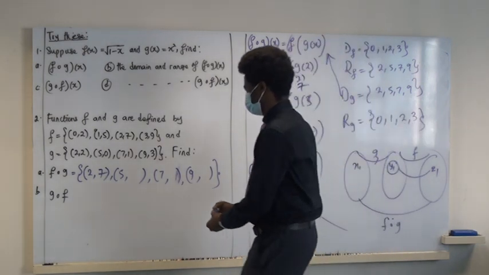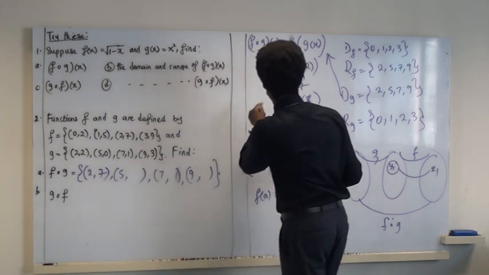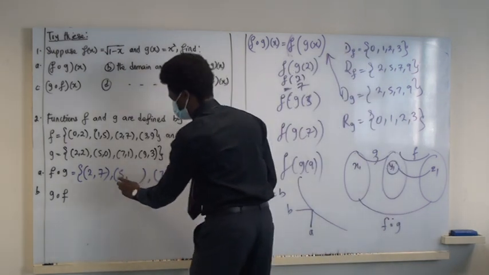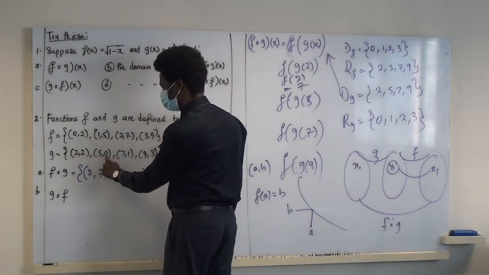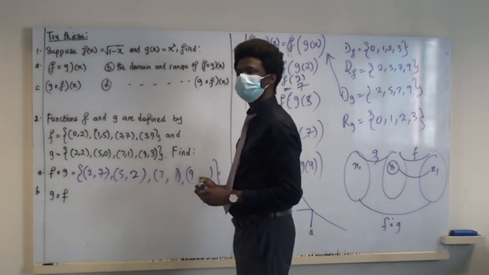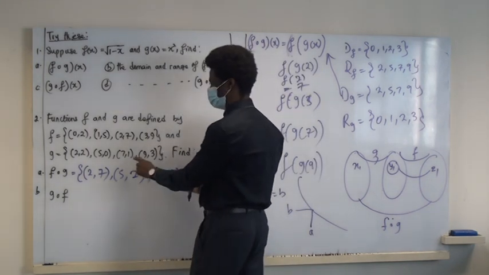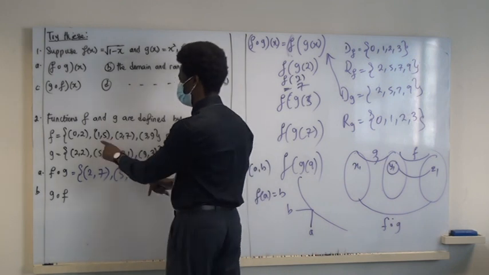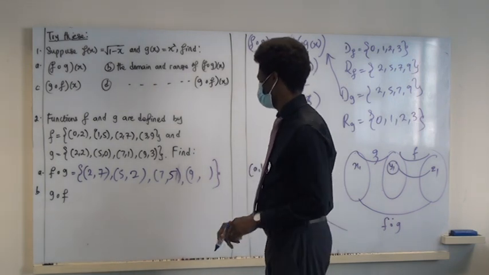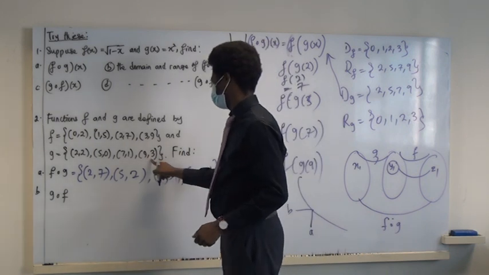Again, g acts on 5. What do we get? 0. Because remember, g is going to act on it first before f acts on the result. So g acts on 5 and you get 0. Then f is going to act on 0 to give 2. Can you see that? Similarly, g is going to act on 7 to give 1. Then f is going to act on 1 to give 5. That's it. And finally, g acts on 9 to give 3, then f acts on 3 to give 9.